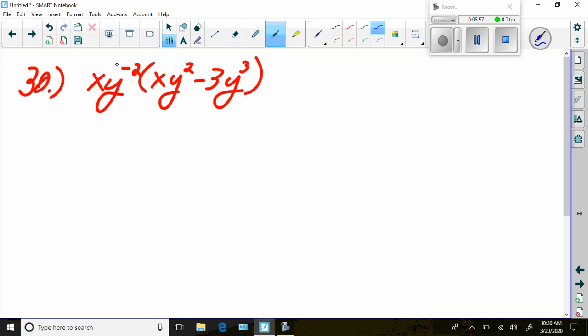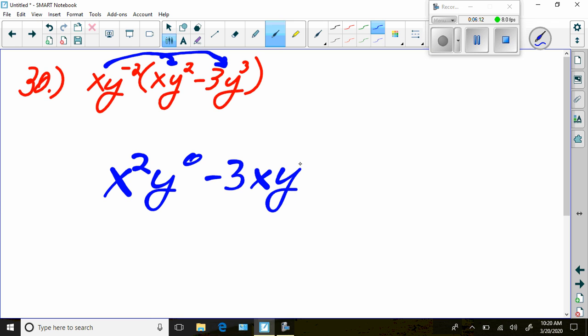Number 30. Okay, so I'm distributing this whole thing here, and I'm distributing this whole thing here. Not a fan of the arrows, but oh well. X squared y to the 0 minus 3xy to the first. So that's going to be x squared minus 3xy. Number 30.